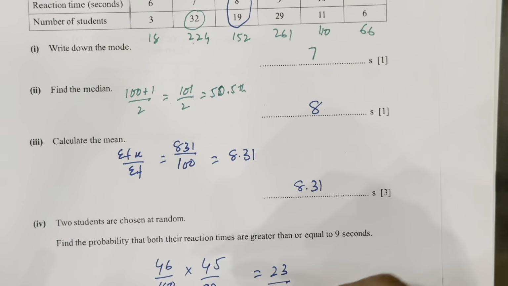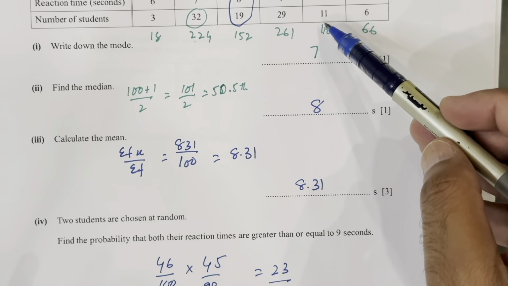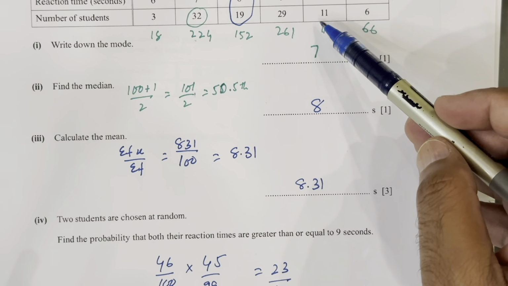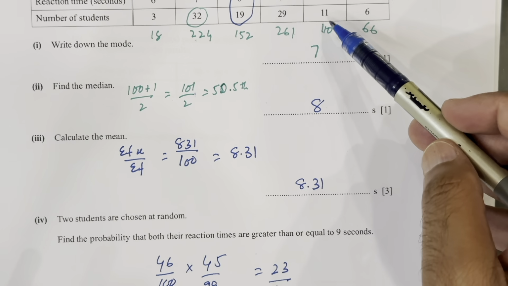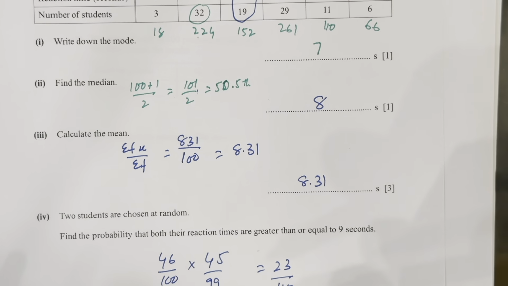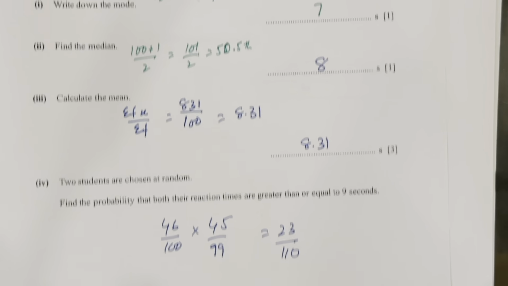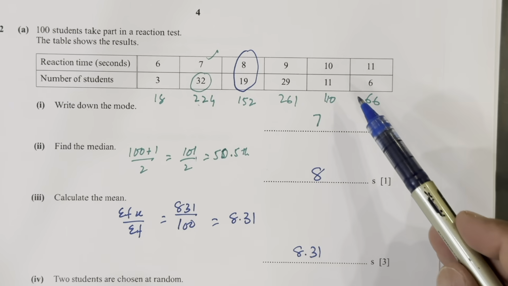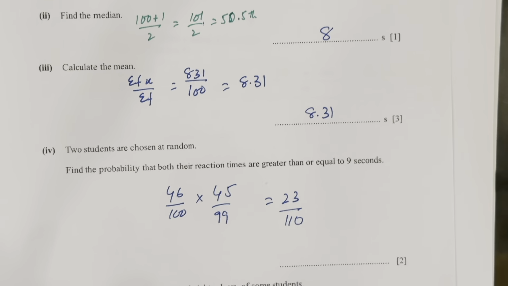How do we get the value of 46? 6 plus 11, that is 17. 17 plus 29, that is 46. So this is how you get the value. 6 plus 11, then plus 29.